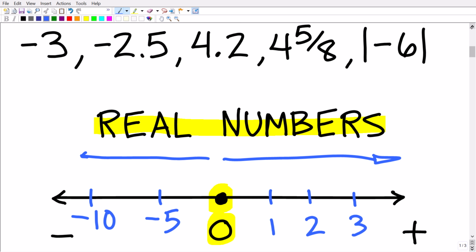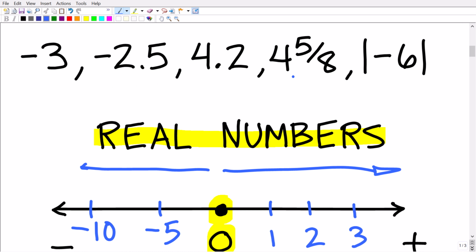And again, the question here is we want to arrange these numbers from least to greatest. We want to order them. Okay, so let's go ahead and start doing this right now.